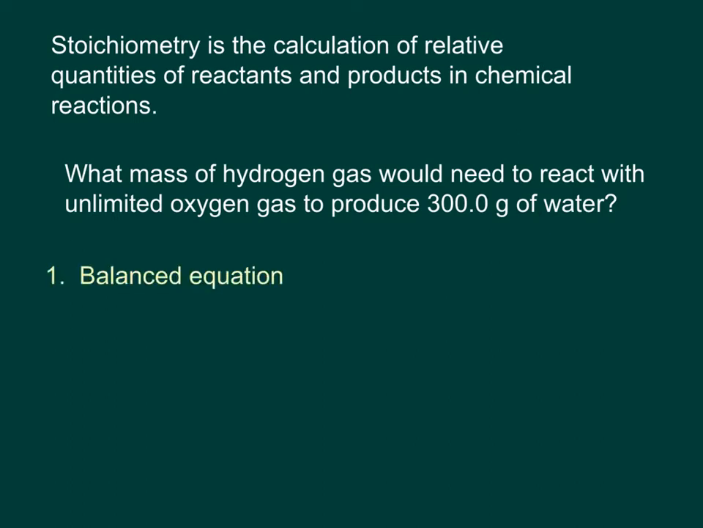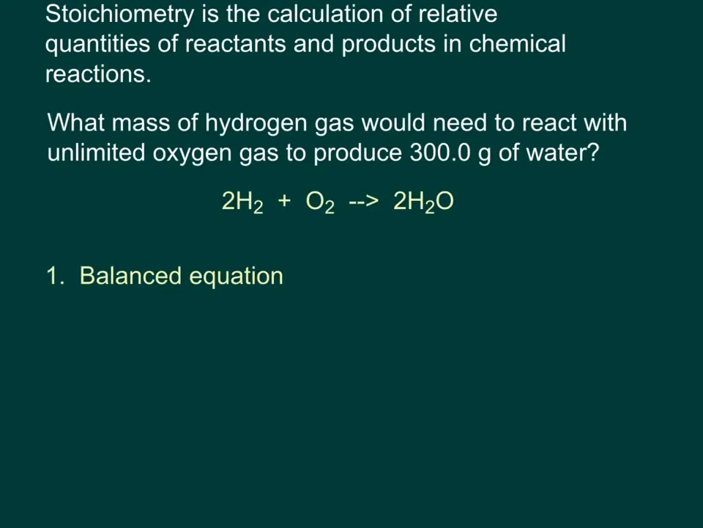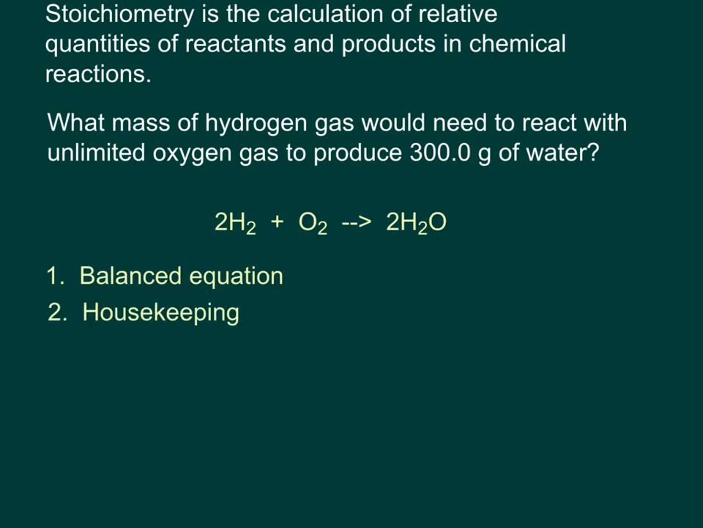Step 1, we need to start with a balanced equation. Step 2 is what I call housekeeping. What I mean by that is determine how much of your givens you have and what your unknown is, and place them in the appropriate places on the equation.